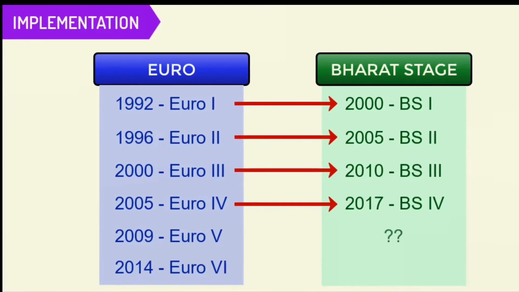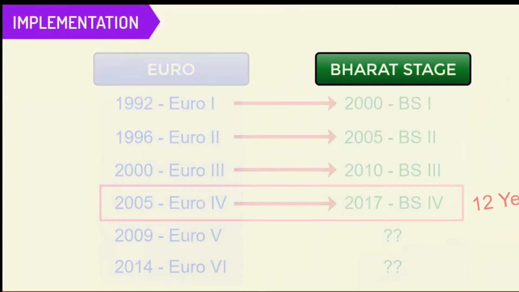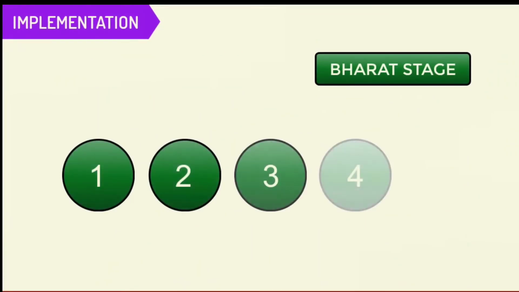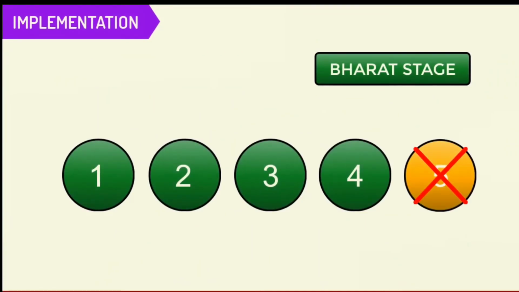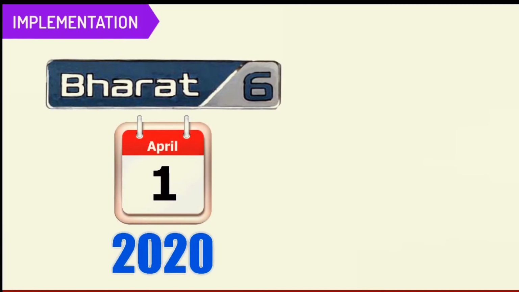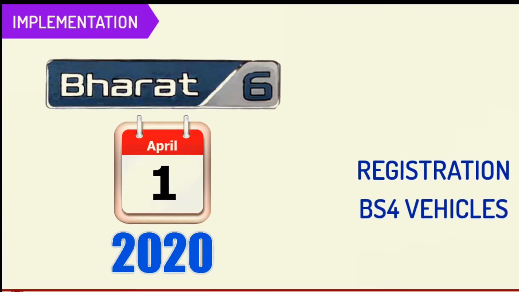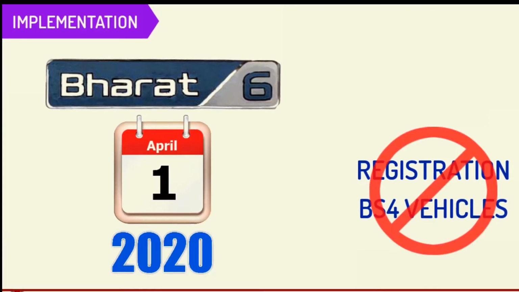We are running far behind Euro standards. The gap between Euro 4 and BS4 is around 12 years. So the Indian government has decided to skip BS5 and implement BS6 directly. The implementation date is 1st April 2020. Also, the Supreme Court of India has decided that the registration of BS4 vehicles will not be allowed after April 2020.